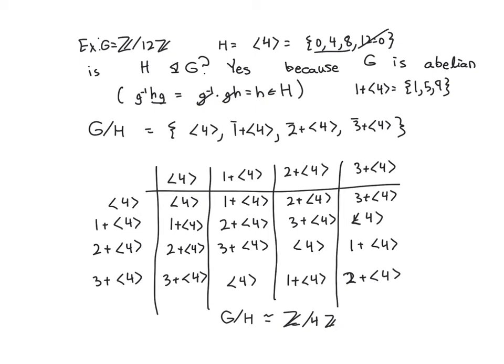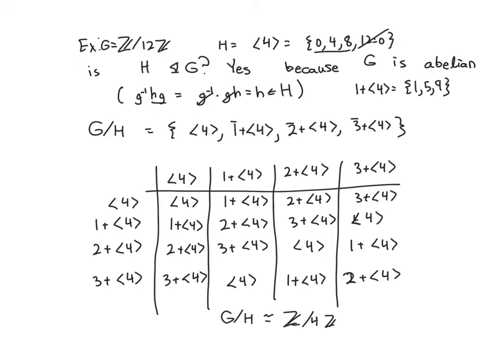Or equivalently, left cosets are equal to right cosets because little g times little h is equal to little h times little g. You have commutativity, so it's much stronger than just normal. So whenever you're working with abelian groups, checking whether or not a subgroup is normal is unnecessary. It's automatic.